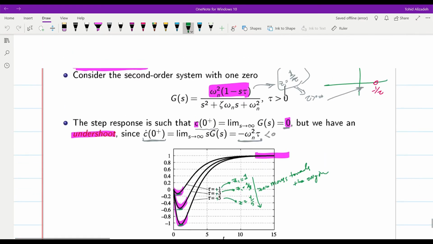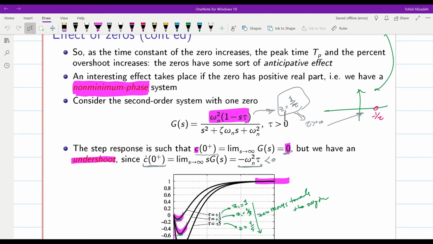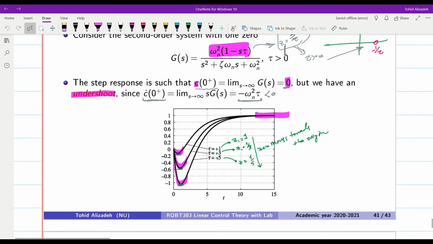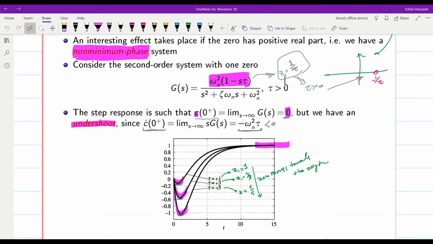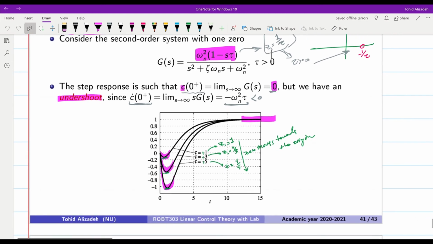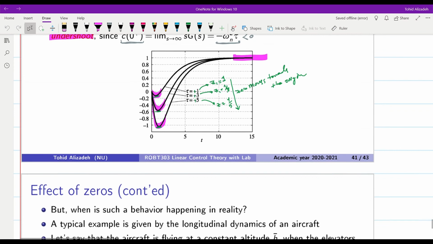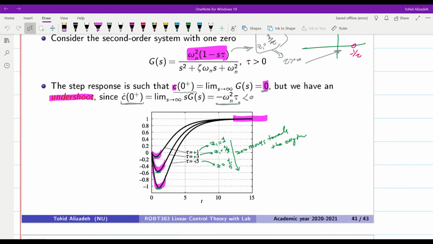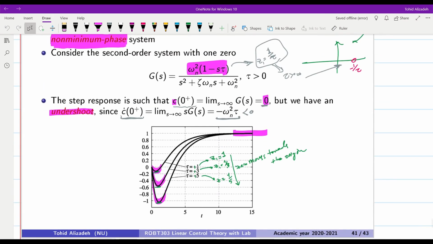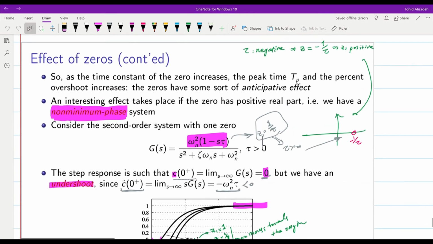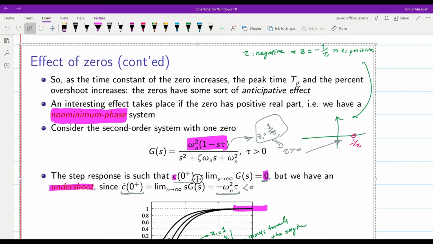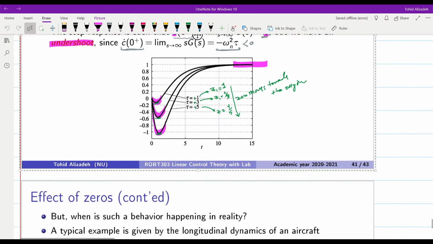So when we have the 0 on the right half plane, there will be an undershoot for the step response of a second order system. We will call the system a non-minimum phase system. This is an important property that you need to keep in mind. While if the 0 is on the left half plane, there will be some anticipative behavior for the response of the system.